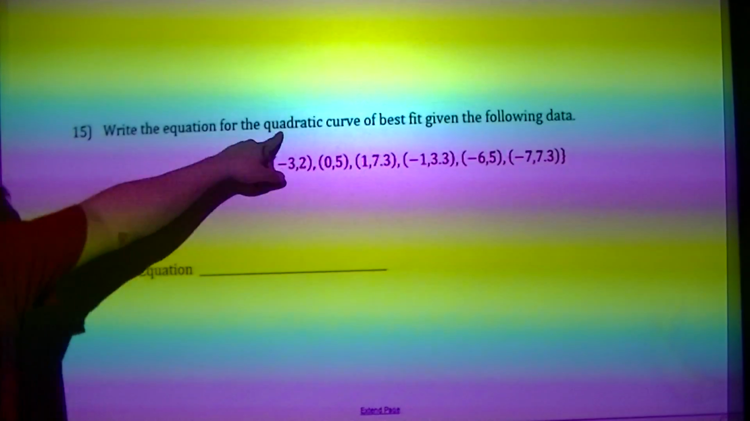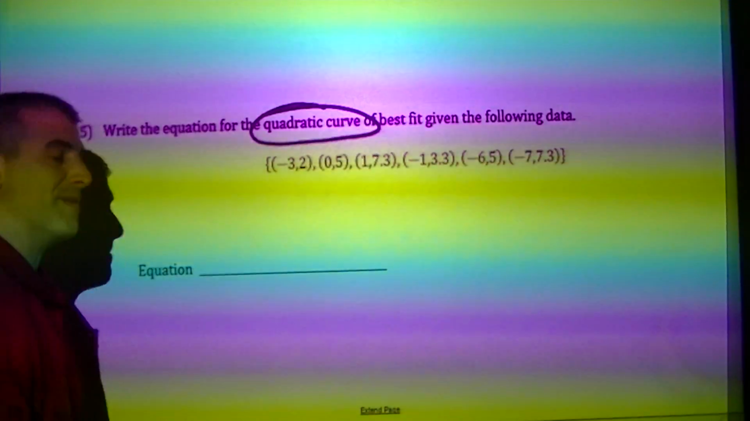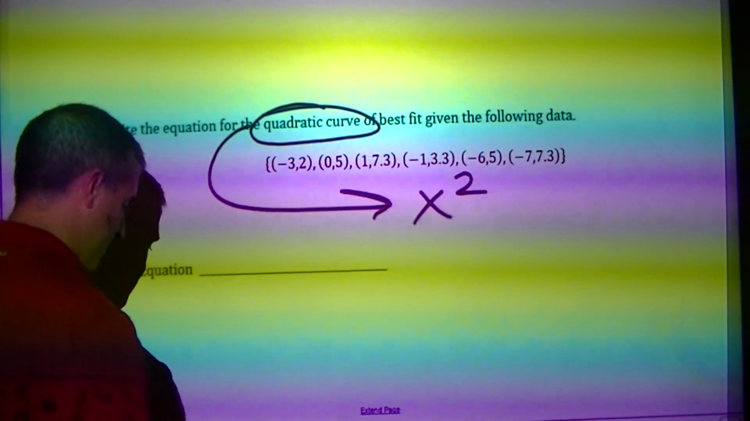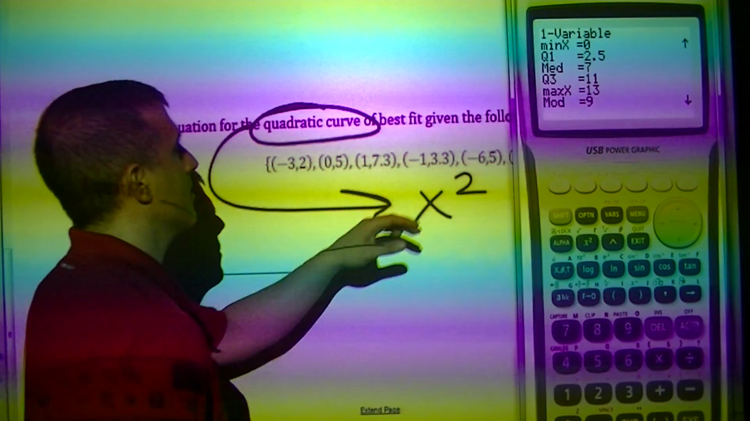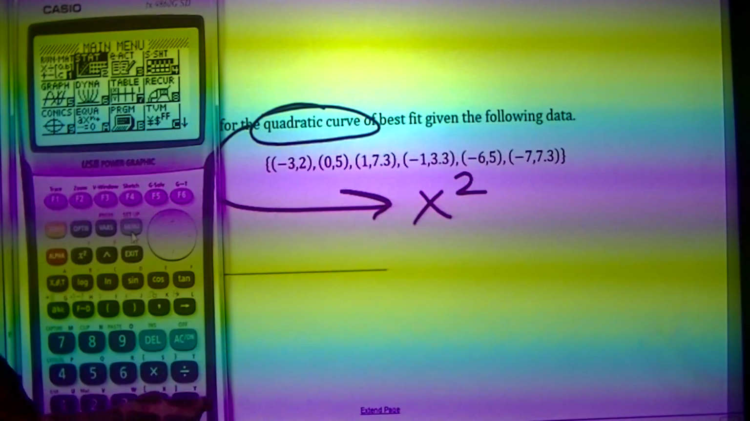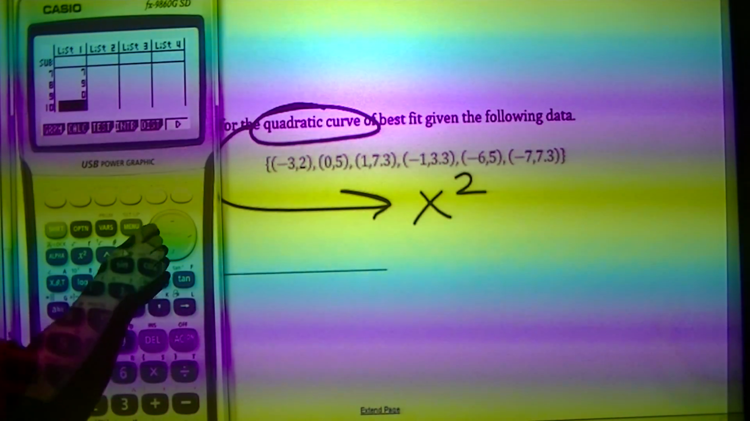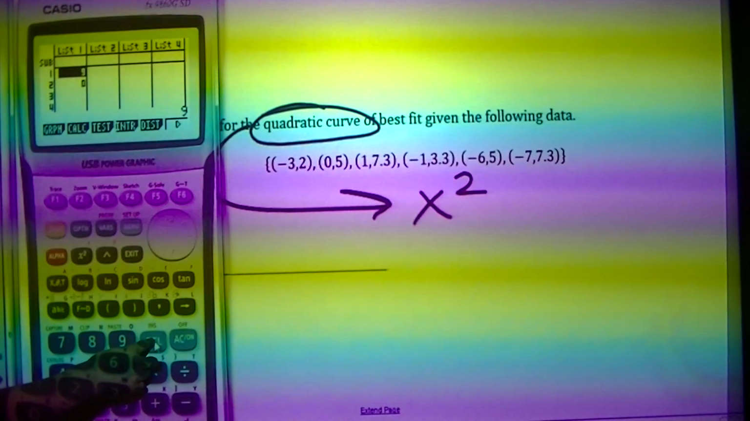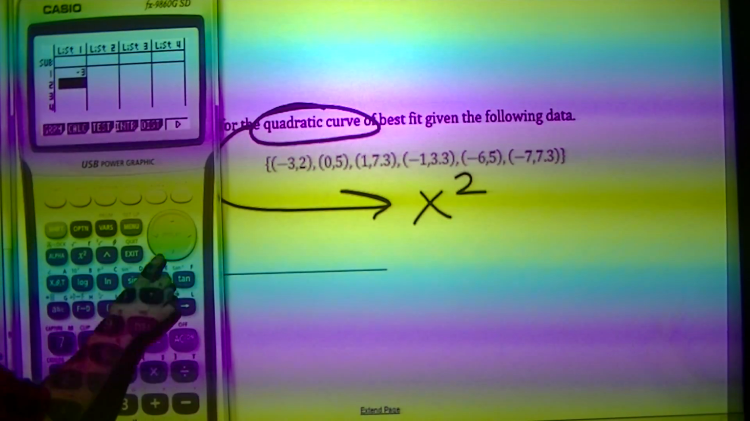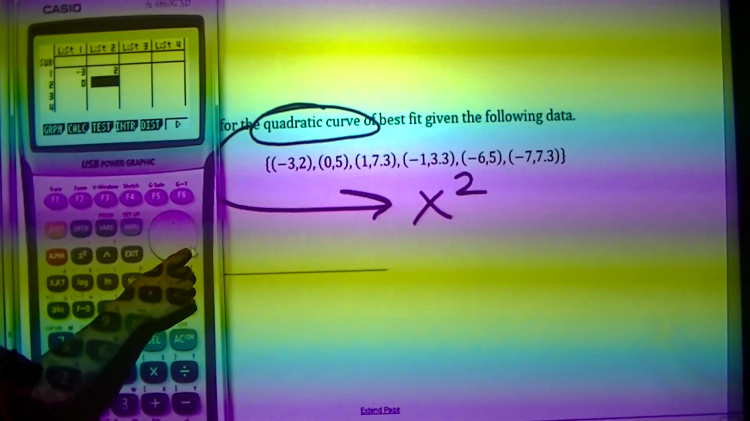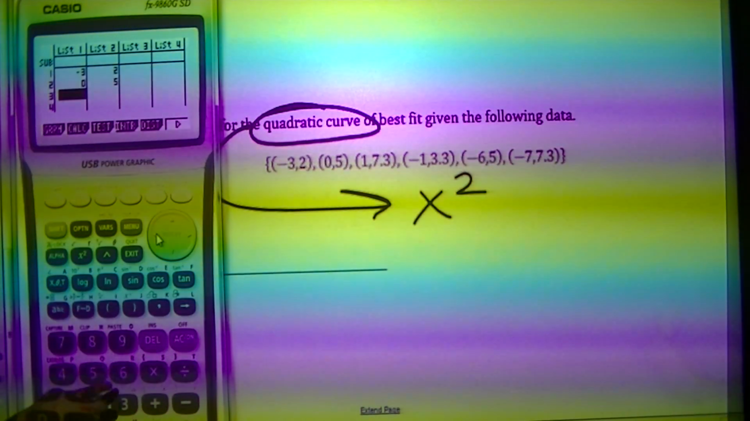Write the equation of the quadratic curve. So they're basically telling you, quadratic means x squared. So all I'm going to do is type this into the calculator. Menu, stat. Let me go back. Let me delete all this information. Delete, delete, delete, delete, delete. Okay? -3, I'm going to have 2 over there. Then I'm going to have 0. I'm going to have 5 over there. Okay, just line up the points.